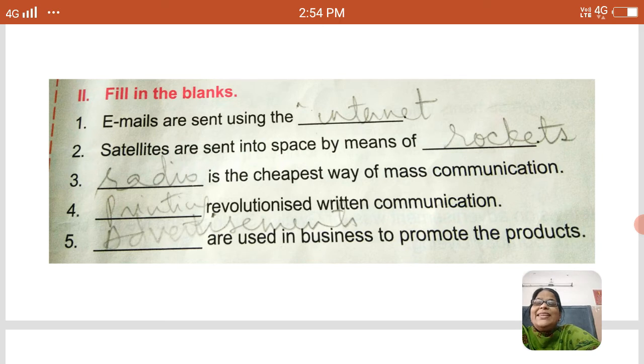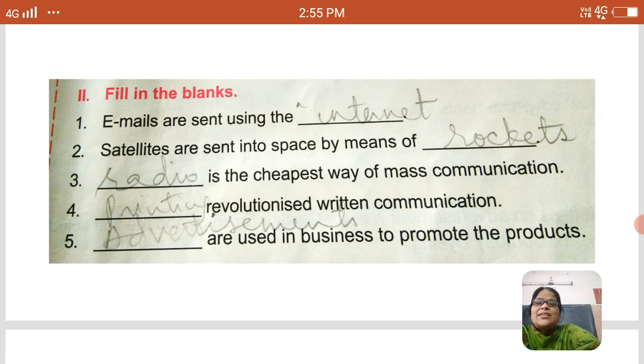First one, emails are sent using the internet. I said through, children, but it is: emails are sent using the internet. I-N-T-E-R-N-E-T, internet. Second one, satellites are sent into space by means of rockets. R-O-C-K-E-T-S, rockets.